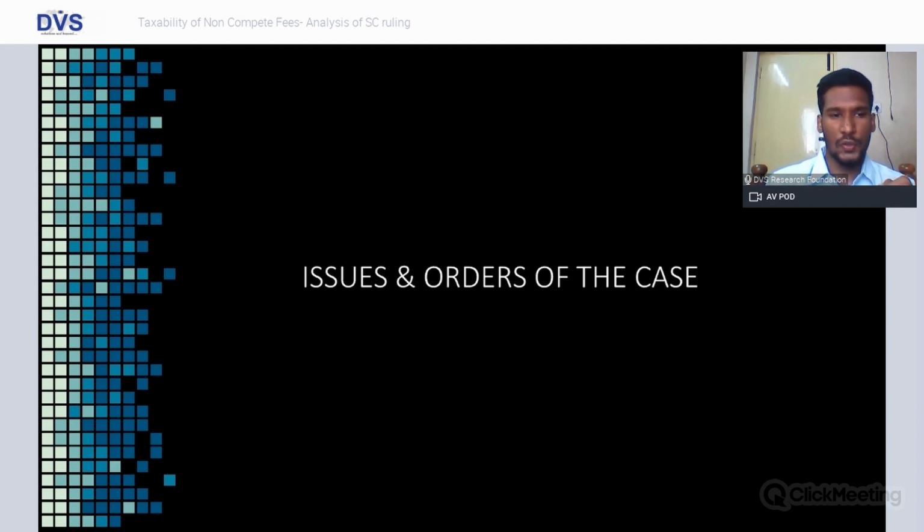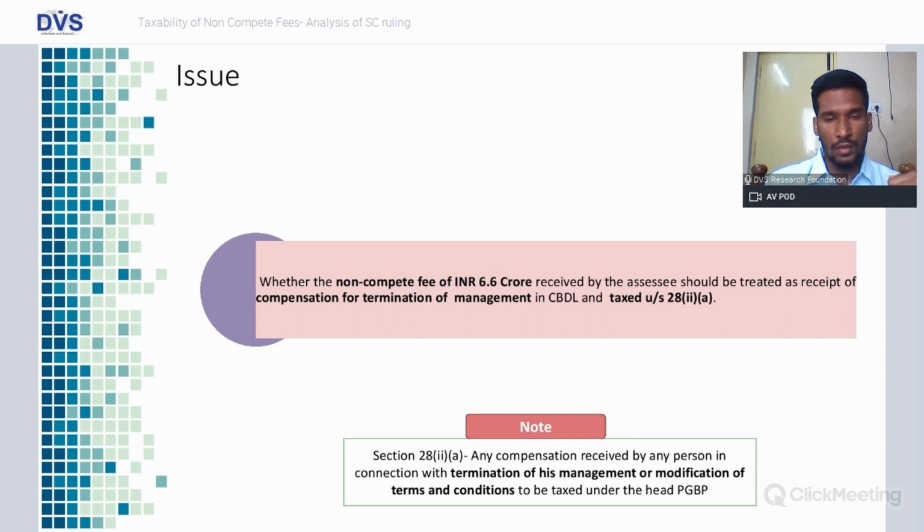So what was the issue that was actually put forth before the Supreme Court? Whether the non-compete fee of rupees 6.6 crores received by the assessee should be treated as a receipt for compensation for termination of management in CBDL and should be taxed under 28(2)(a). So what is this 28(2)(a) all about? To give you guys a small background, I've given a note over here.